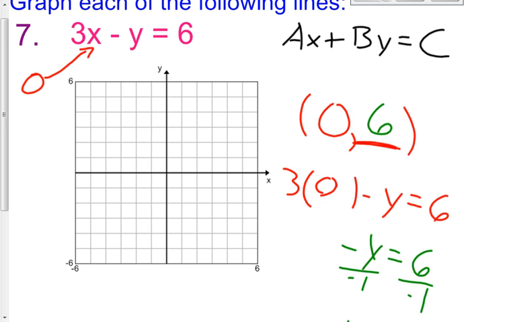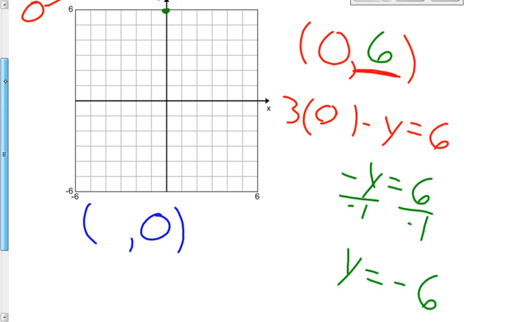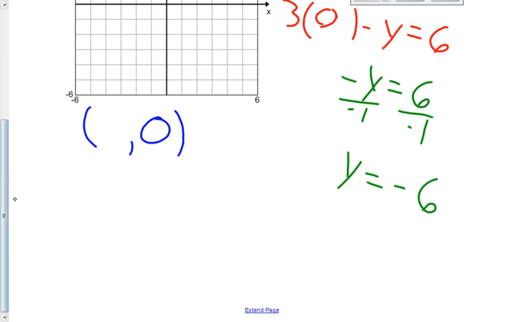So 0, 6 is on my graph. 0, 1, 2, 3, 4, 5, 6. I just found my y-intercept. I can also find my x-intercept. The way I find my x-intercept is I substitute in a 0 for y. So what happens when y is 0?